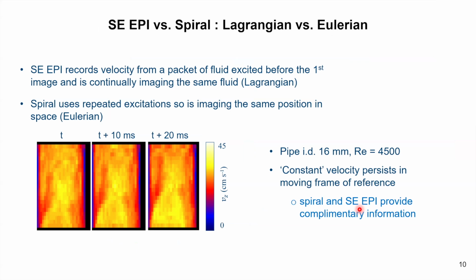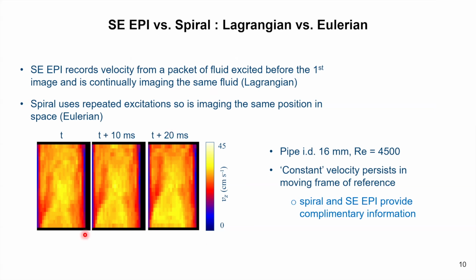So the spin echo SPI that we're doing, we have an excitation at the beginning, and then we measure the velocity of a packet of fluid from that point onwards. And so we're continually imaging the same packet of fluid. It's a Lagrangian type measurement. We're measuring the velocity of a packet of fluid as it moves. The spiral, we're doing repeated excitations for that. And so we're always measuring the same position in space. And so that's an Eulerian change in velocity. And we find that these give very different velocity autocorrelation functions, if you like, whether you look at the Eulerian or the Lagrangian frame of reference.